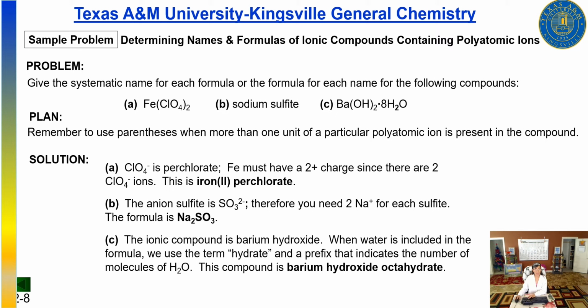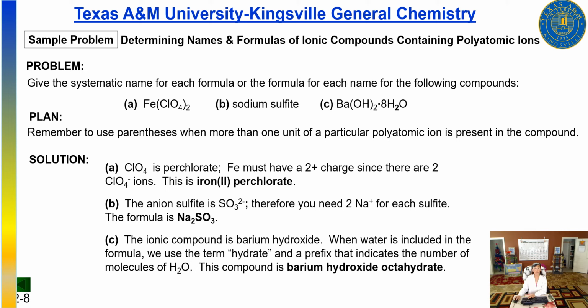The last one, C, you have an ionic compound, which is Ba, barium, OH, called hydroxide, and you also have a hydrated compound. This number 8, you are going to use octa, the prefix for the number, and H2O, water, you no longer call it water. When water is included in the formula as a hydrate, you use the term hydrate to name the water. And the number of this water, you have 8 of them. So you use octa to represent the number of water molecules, which is the hydrated compound. The name for this compound is barium hydroxide octahydrate.